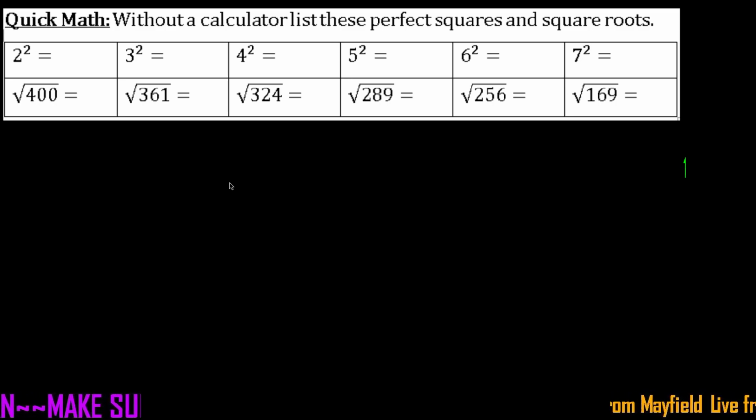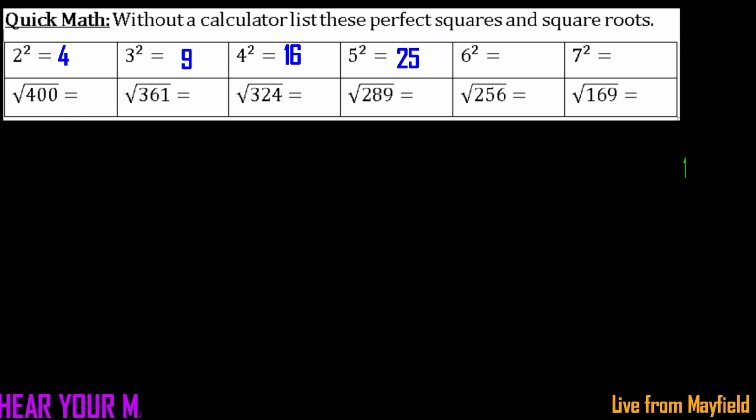In this video, we're going to be working on some Pythagorean Theorem notes, but we'll do some quick math to start us off. So without a calculator, list these perfect squares and square roots. So we're going to do 2 squared is 4, 3 squared is 9, 4 squared is 16, 5 squared is 25, 6 squared is 36, and 7 squared is 49.